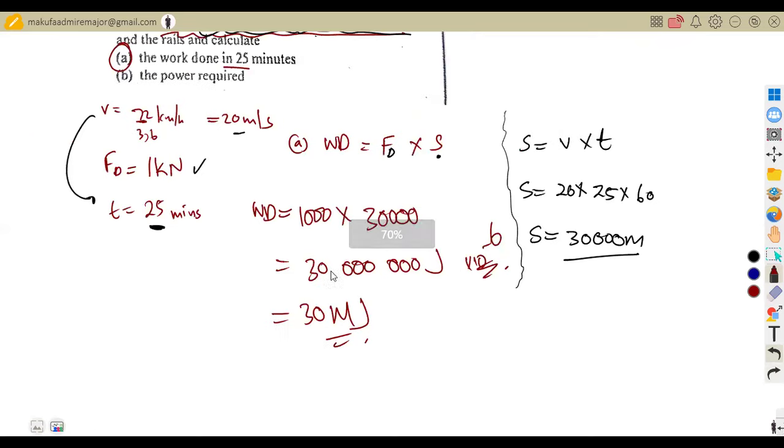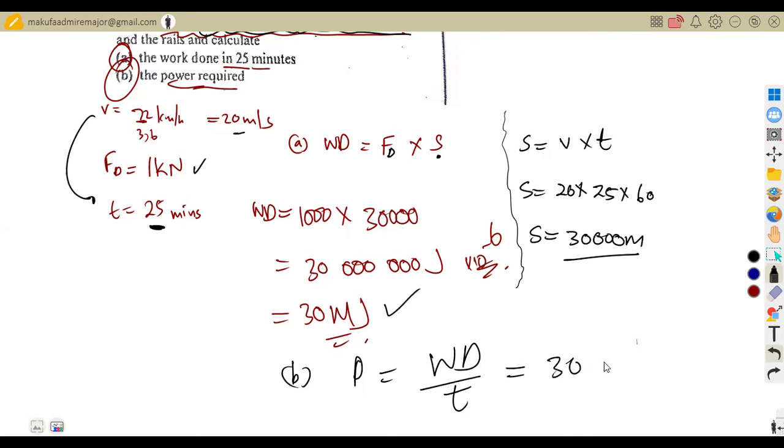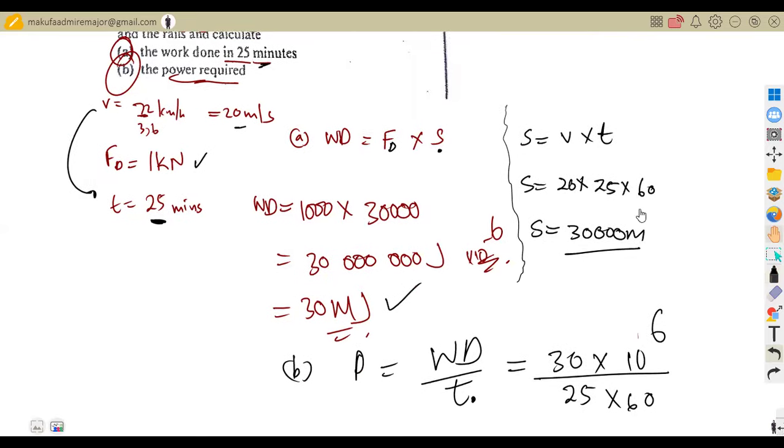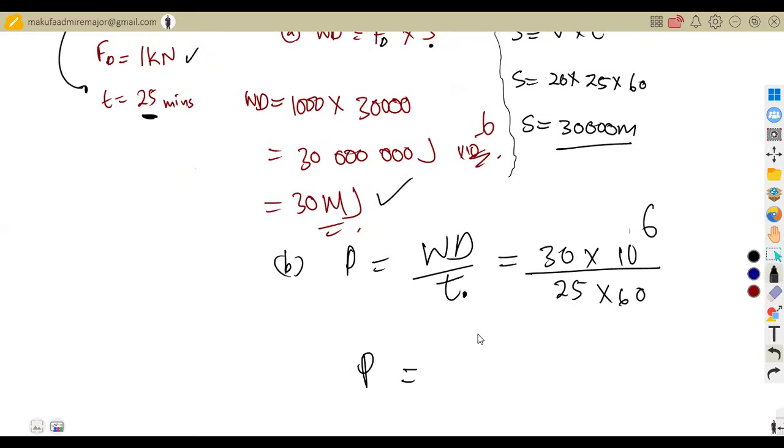Then the other part, they need us to calculate the power in the same time of 25 minutes. What is the power? Guys, we know that power is simply work done over what? Work done over time. We calculated the work done, isn't it? 30 megajoules, that is 10 to the exponent of 6, over the time. The time is 25 minutes, but the time is supposed to be in seconds. So you have to multiply by 60 to convert this to seconds. That is going to give us the power in watts, which is 20,000 watts, simply 20 kilowatts, just like that.